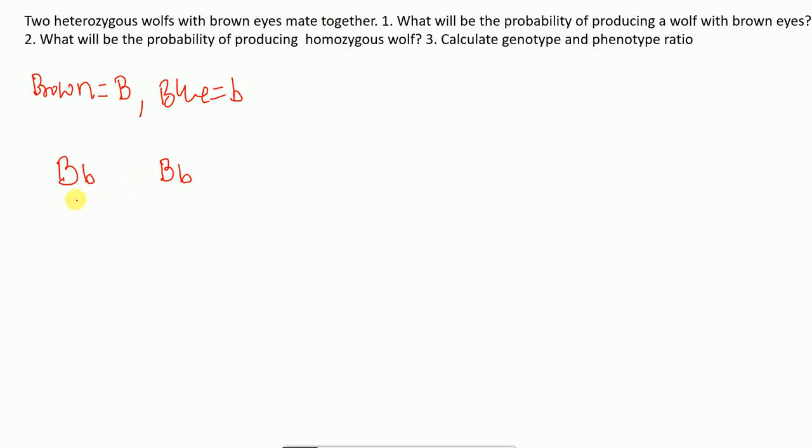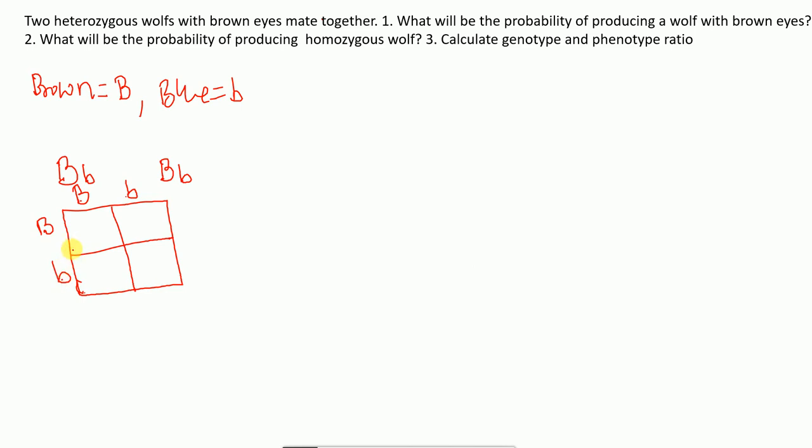Okay, so let me make the Punnett square. Both of these wolves are heterozygous, so here I will write capital B, and here small b, and here capital B, and here small b.